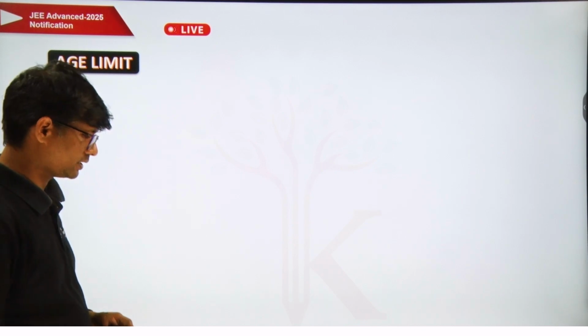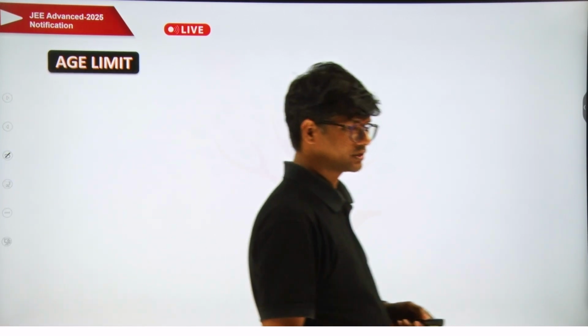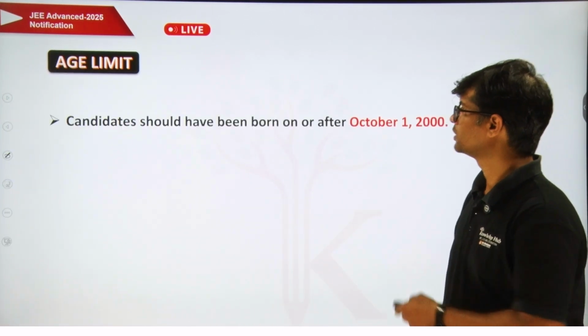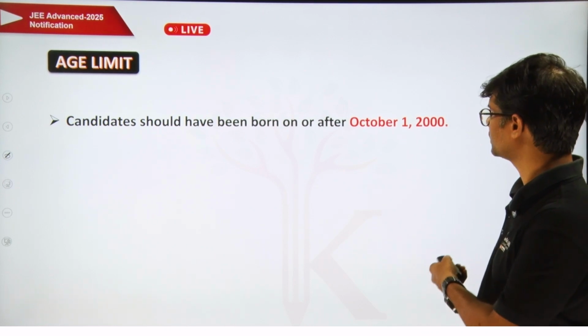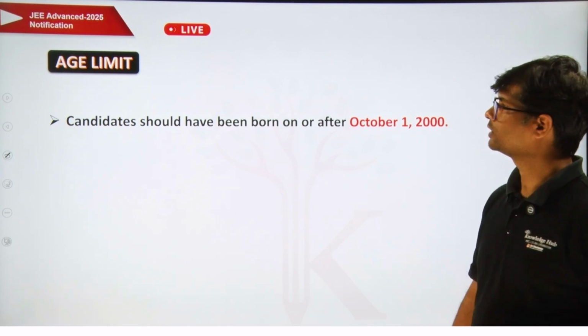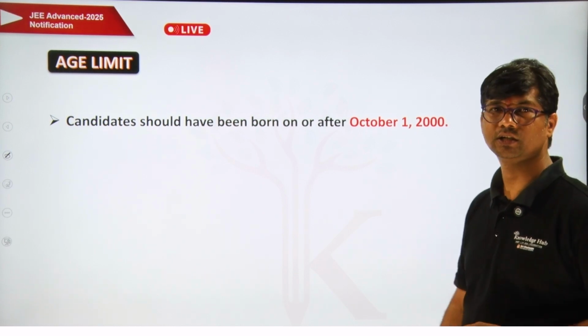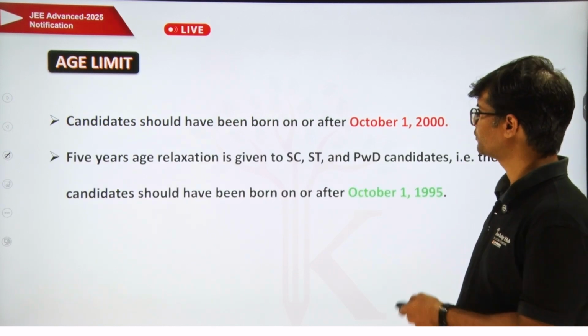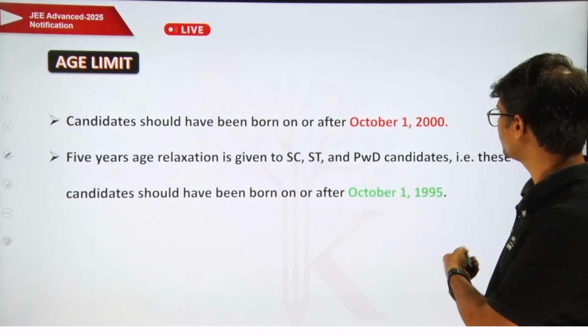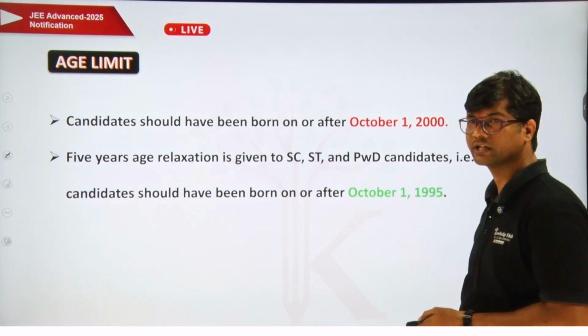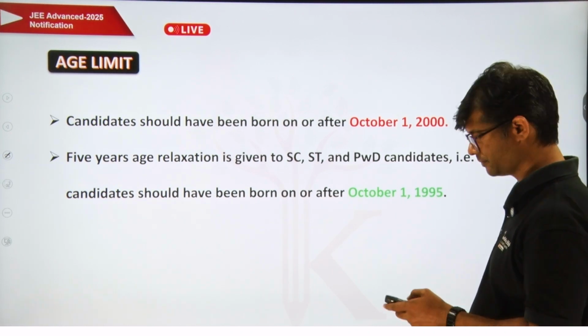And the next criteria is age limit. The age limit for general and OBC category is October 1, 2000, and for SC, ST and PWD there is an exemption, October 1, 1995.